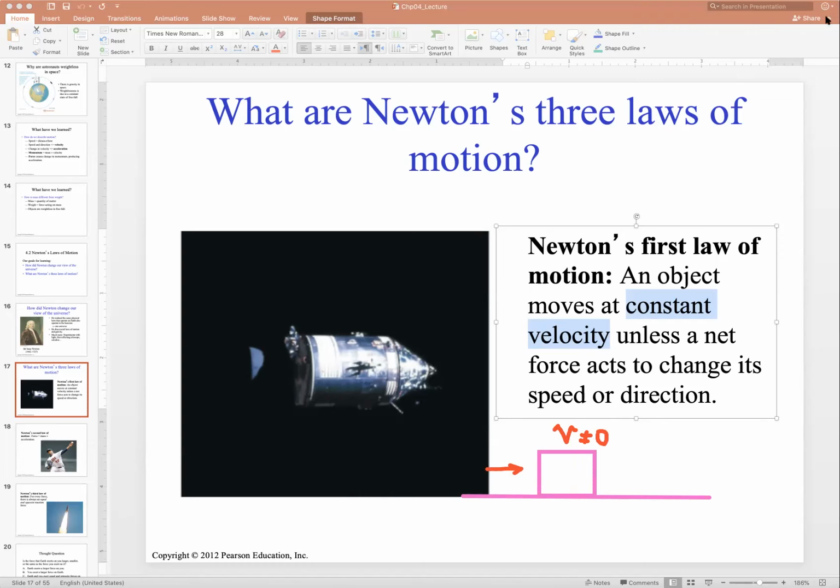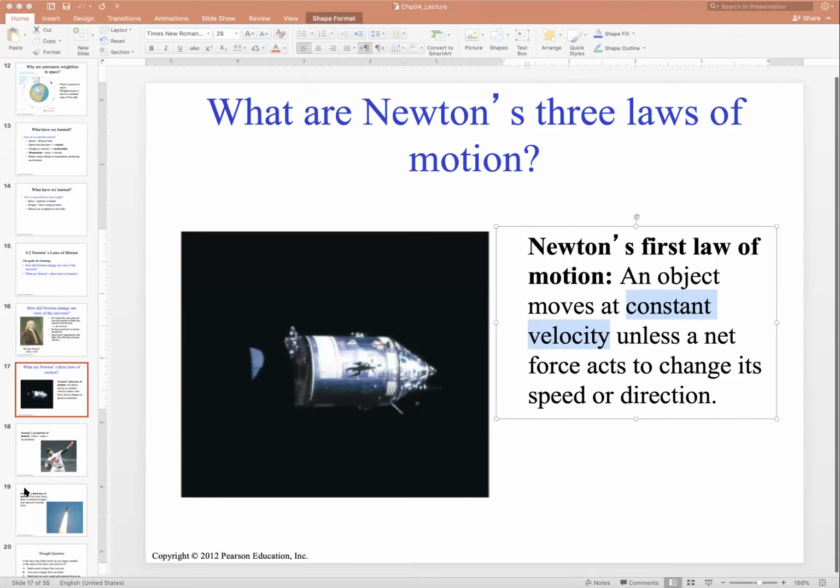If the box was moving initially with some sort of constant speed, let's say 10 meters per second, it will continue with that motion unless there is a force acting on it, okay? In other words, objects would like to keep their type of motion. If they are stationary, they would like to stay stationary. If they are moving, they would like to stay moving.